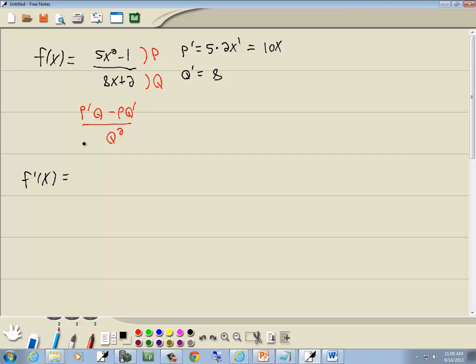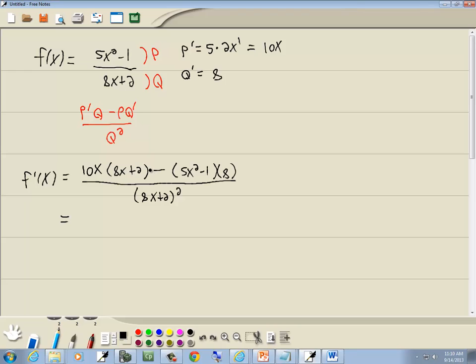Okay, so for our derivative, p prime we said was 10x, so I'll put that in there, times q, which is 8x plus 2, minus p, which was 5x squared minus 1, times q prime, which is 8. Let me double check what I just did there. P prime times q minus p times q prime over q squared. So we've got 8x plus 2 squared.